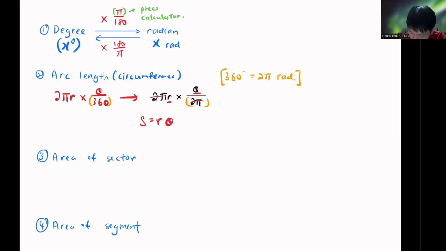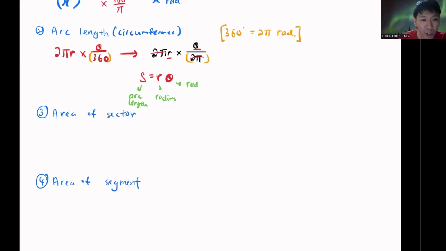Okay, continue. So from the formula here, S stands for arc length. Radius, the R as usual. And this theta will be your angle in radian. So there's a reason why this one, 360, is converted to the radian, and then you will already have the formula. Good. This is the arc length formula. Okay, move on next.